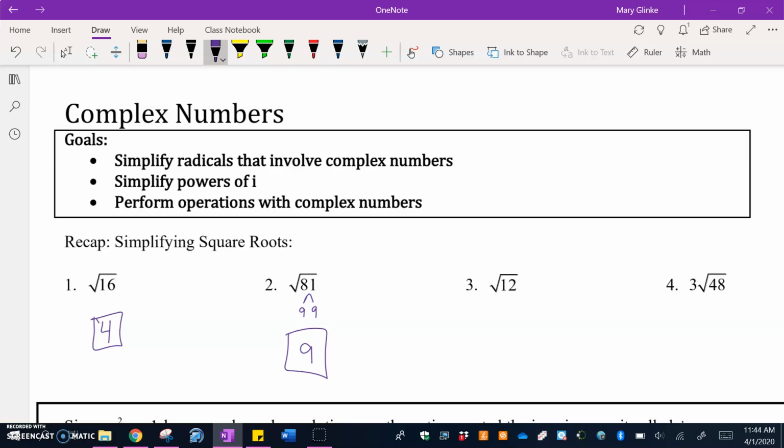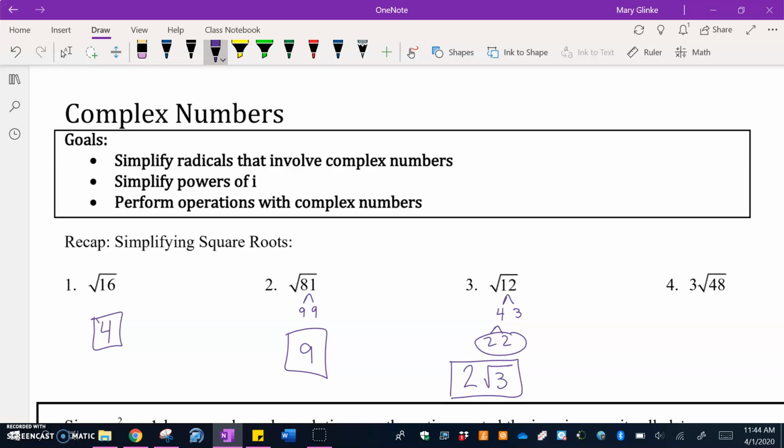The square root of 12 is not a nice one. So what we have to do is break it down to its prime factorization, and then we look for pairs. Any pairs we pull out, and anything left behind stays inside the radical. If there's more than one thing coming out or staying inside, we're going to end up multiplying them together.